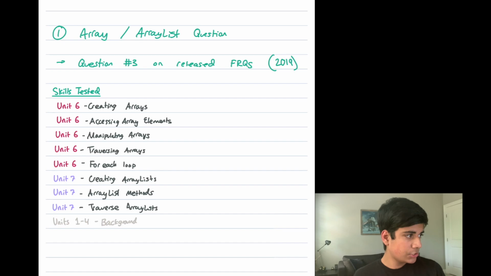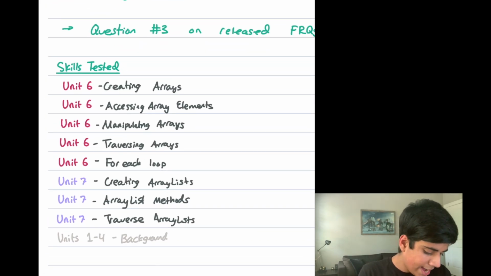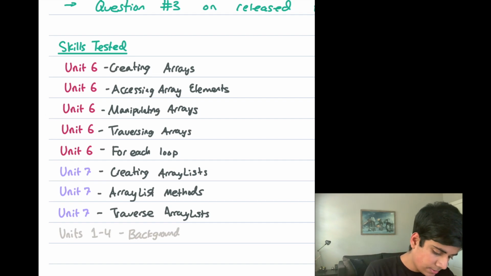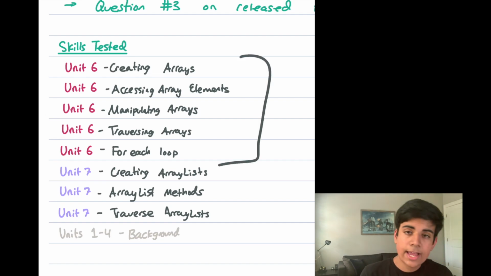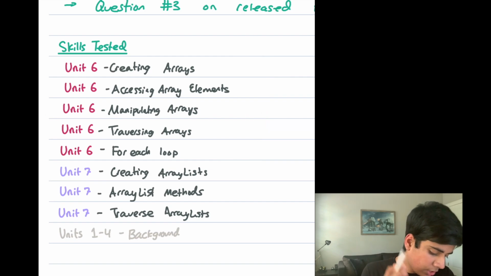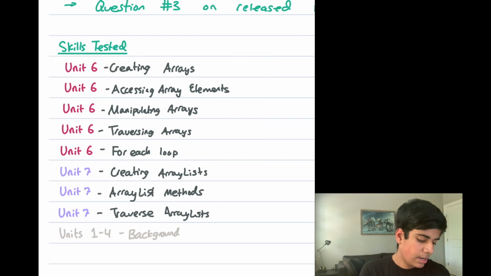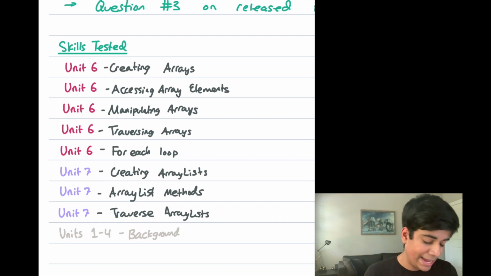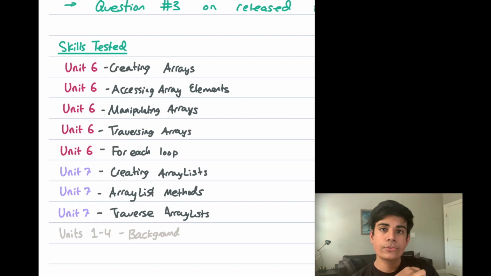The things that you will need to know are, for example, from Unit 6, creating arrays, right? Accessing array elements, manipulating arrays, traversing arrays, and for each loops. So all of these things go with arrays, and I talked about all of these inside of my unit review videos. In fact, if you're not sure about any of these skills, in these units or in the units on the next page, then definitely check out those unit reviews.